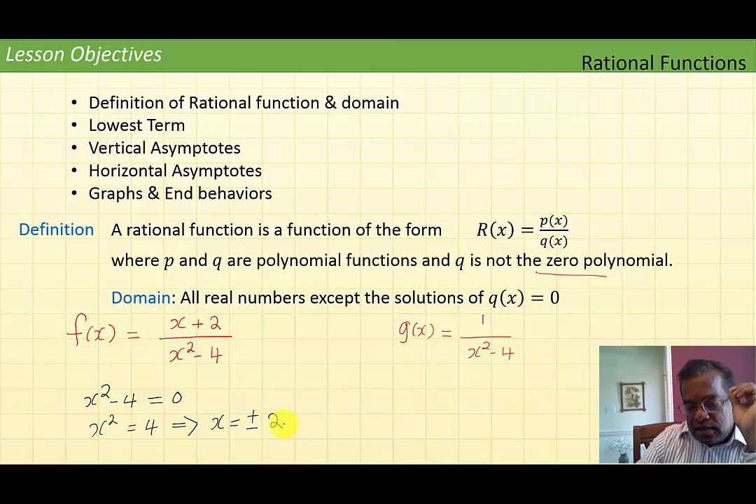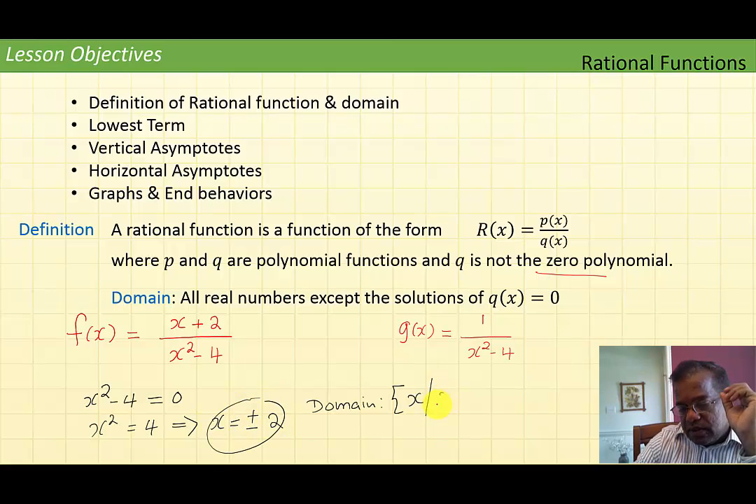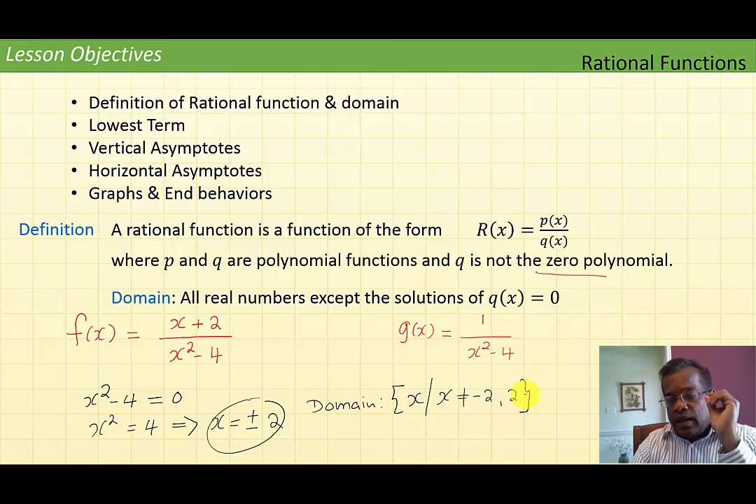So the domain is all real numbers, all x, such that x is not equal to these two numbers. x is not equal to negative 2 or 2. And this function also has the same domain because they both have the same denominator.